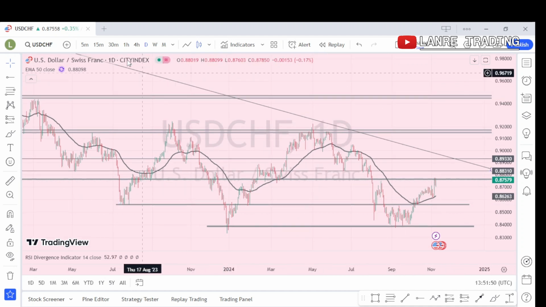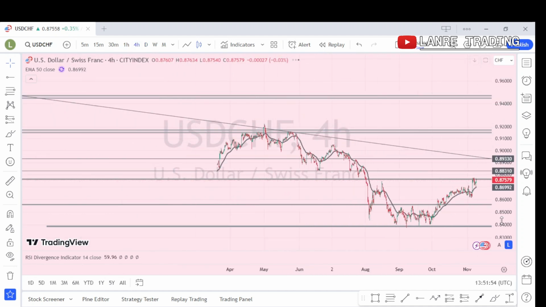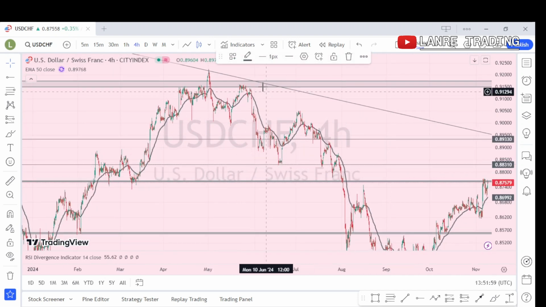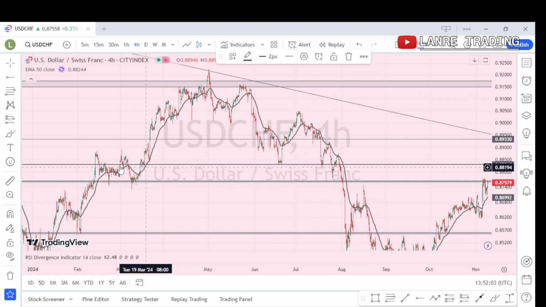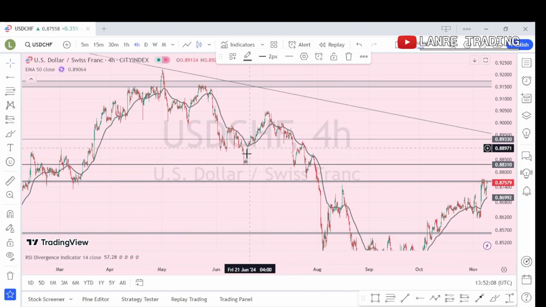So let me scale down to the 4-hour time frame. And as well, I need to quickly show you these levels right about here, which I use this horizontal line to show you, a very important and very strong minor level right about here. It's a very strong level. This level is well respected, and this particular level as well is well respected.